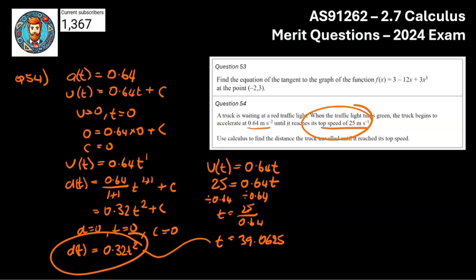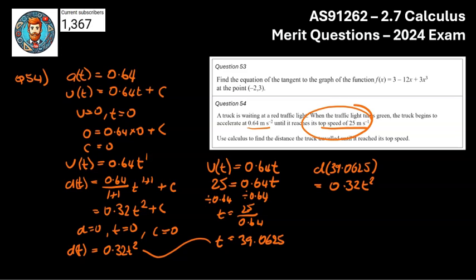So I can now plug that into my displacement formula to find the distance that would have been traveled. So I'm trying to find the displacement when time was 39.0625. And that there is going to be equal to 0.32 t squared, and we're going to substitute in t, 0.32 times 39.0625 squared. Again, plug that straight into the calculator, and it is a bit of a messy number, so we're going to have to do some rounding here. So I got 488.3 meters, which are my units, and I rounded it to 1 decimal point.